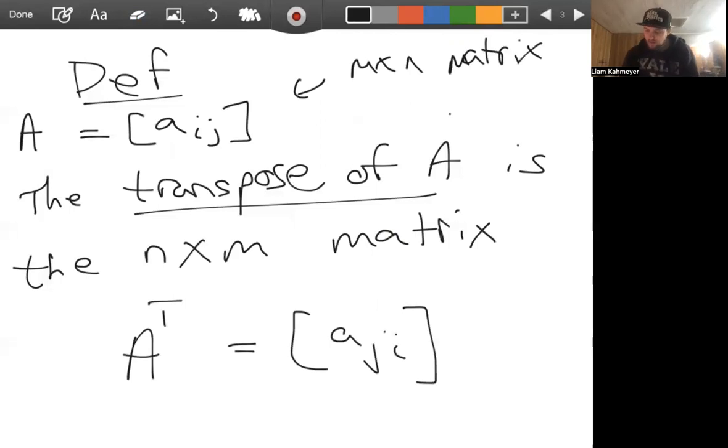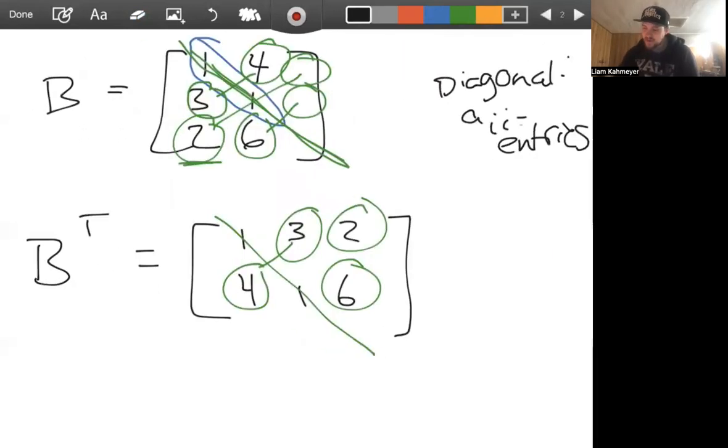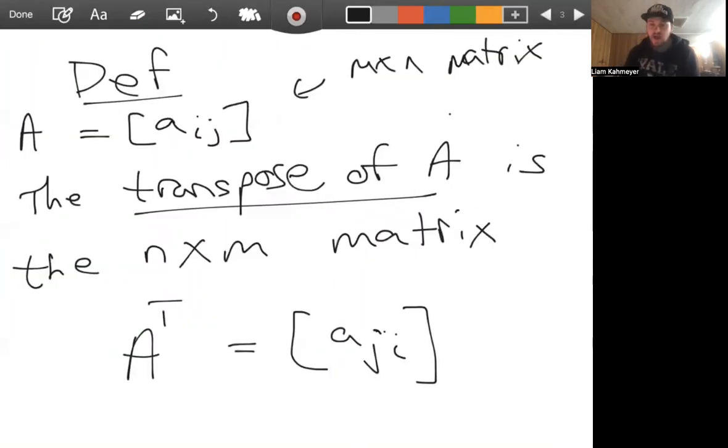And you can see here, you're really just switching rows for columns. You can also see that the diagonal is remaining unchanged because the diagonal is when I and J are the same, right? So the diagonal never changes on the transpose because when I equals J, if you flip them, it's still the same entry.